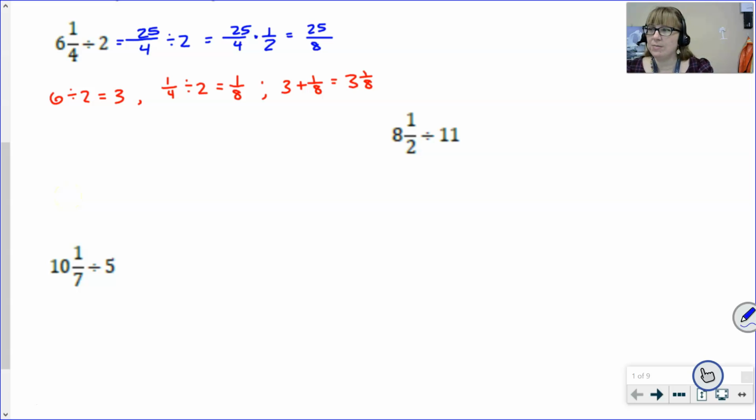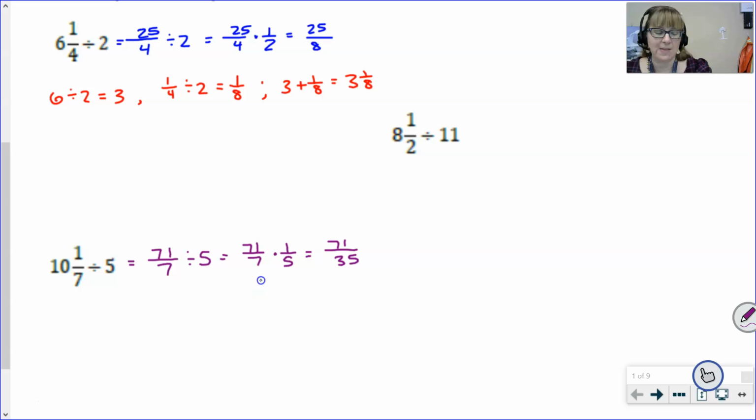All right, let's take a look. 10 1/7 divided by 5. This time, 10 1/7, so again, this is 10 wholes, each cut into 7 pieces. So that's going to be 70 pieces, plus one more. That gives me 71 sevenths. And dividing by 5 is the same as multiplying by the reciprocal 1/5. So 71 sevenths multiplied by 1/5. And now it's a multiplication problem, so we multiply straight across. 71 times 1 is 71. 7 times 5 is 35.